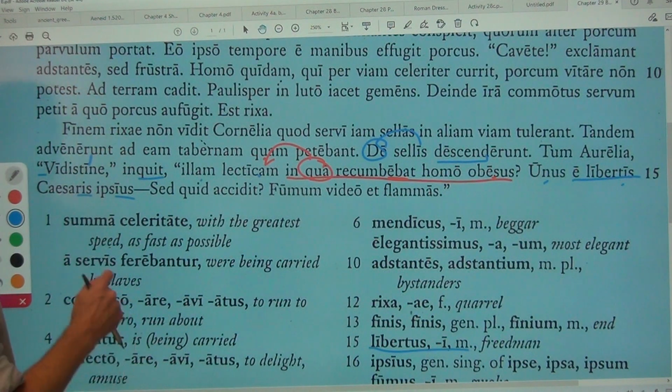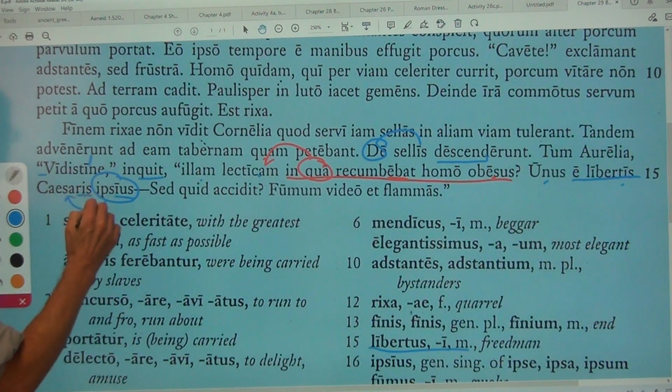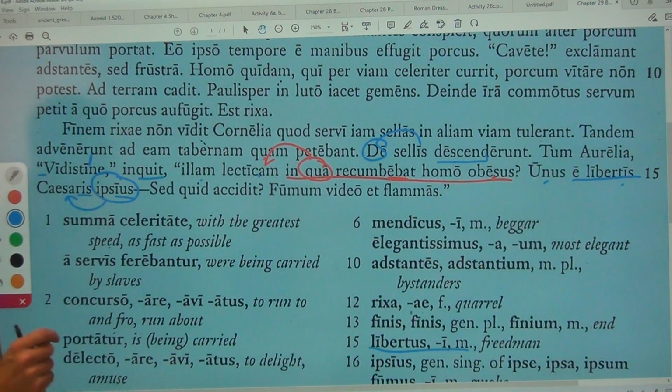Ipse, ipsa, ipsum, ipsius. And since Caesar is a he, we will translate it himself. Had it been a feminine, it would be herself. And if it had been a me, it'd be myself. If it had been a you, it'd have been yourself, and so forth and so on. It all matters as to what it is modifying, which makes it different than the reflexive himself, herself, itself, or themselves. Ipsius, as a matter of fact, your fourth item, I-P-S-I-U-S, of Caesar himself.